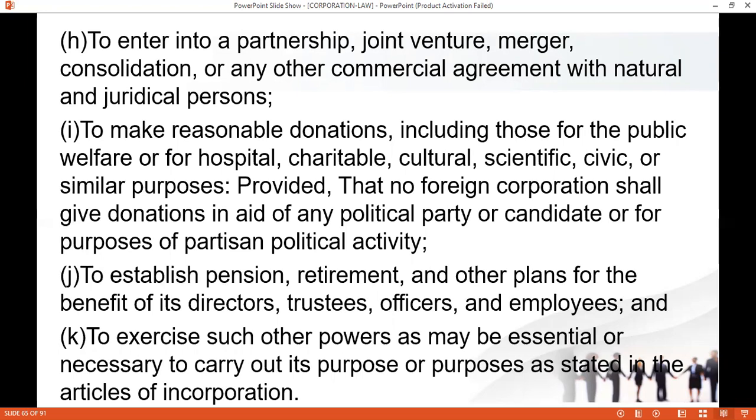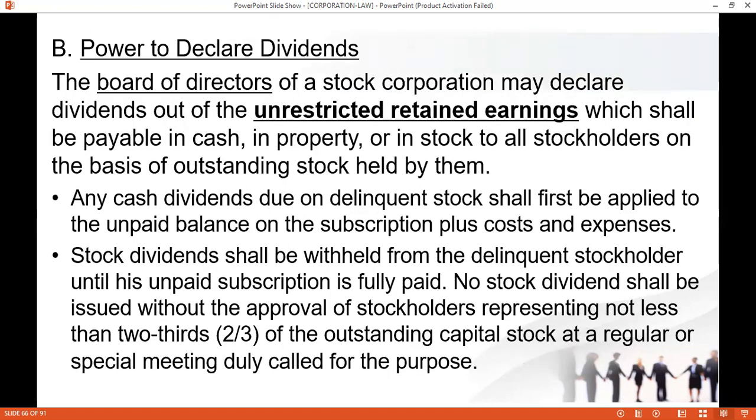To establish pension, retirement, and other plans for the benefit of its directors, trustees, officers, and employees, and to exercise such other powers as may be essential or necessary to carry out its purpose or purposes as stated in the Articles of Incorporation. So itong letter K, dito papasok yung mga implied powers, yung mga essential or necessary to carry out the express powers. Okay, we also have specific powers now of the corporation. Isa-isahin natin.